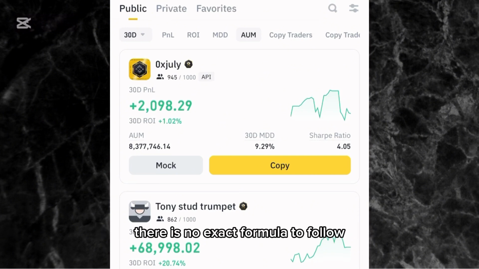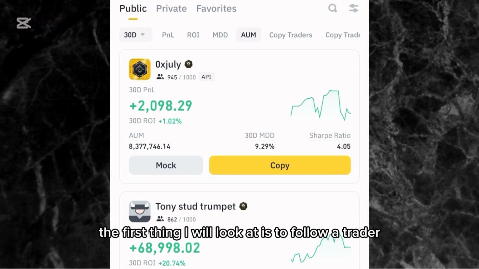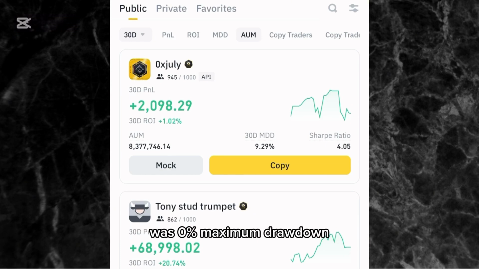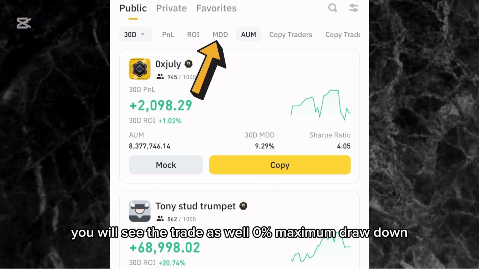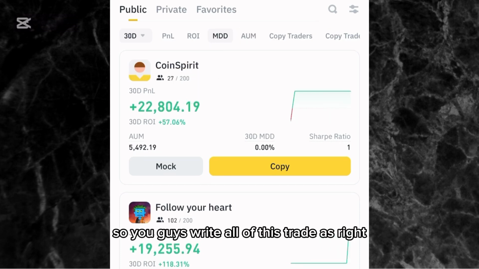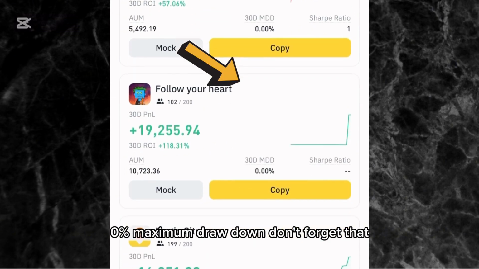Let me tell you something. There is no exact formula to follow a trader right here because there are a lot of profitable traders to follow right here. A lot of profitable traders. So there is no exact formula to follow. But for me, what I can say is the first thing I will look at is to follow a trader who has 0% maximum drawdown. So if you come right under MDD right here, under maximum drawdown, you will see the traders who have 0% maximum drawdown. So you can see right here, all of these traders right here, they have 0% maximum drawdown.